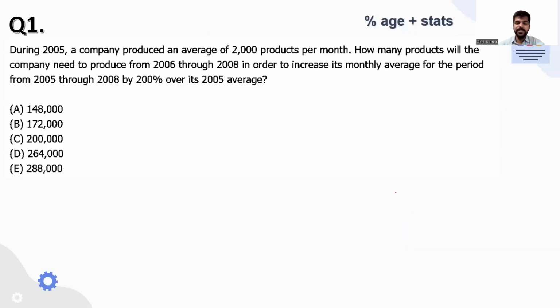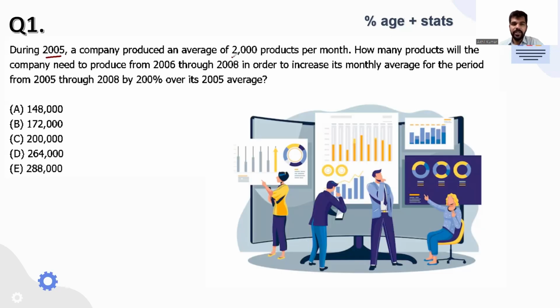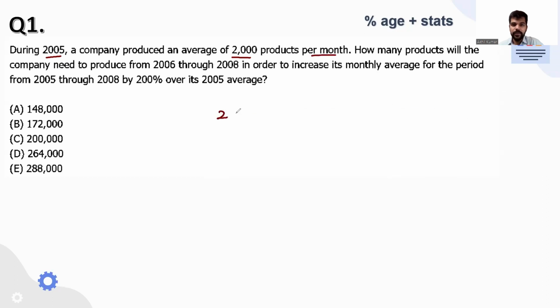Question number one says that there's a company in 2005 where the average product is 2000 per month. That means in a year, it will come out to be 2000 into 12, that is 24,000 in a year. This is 2005.